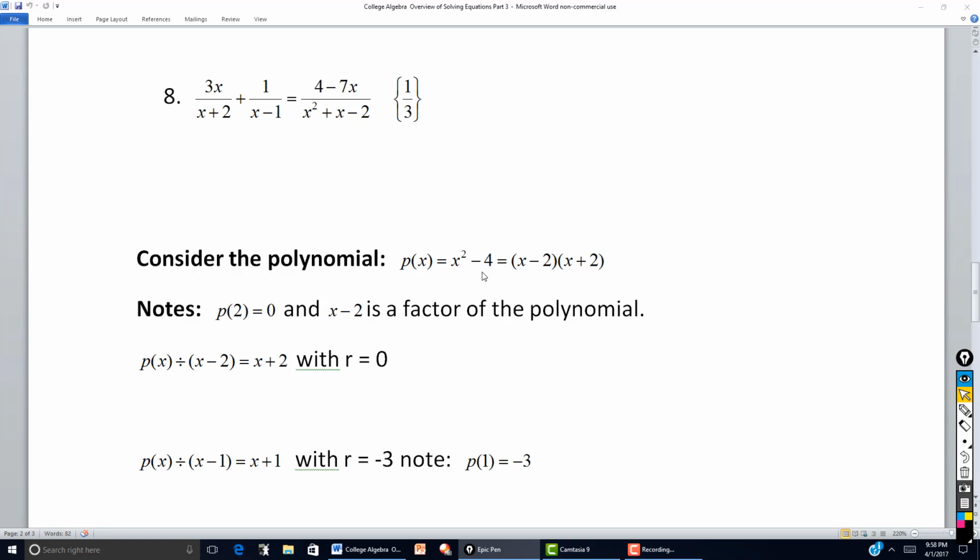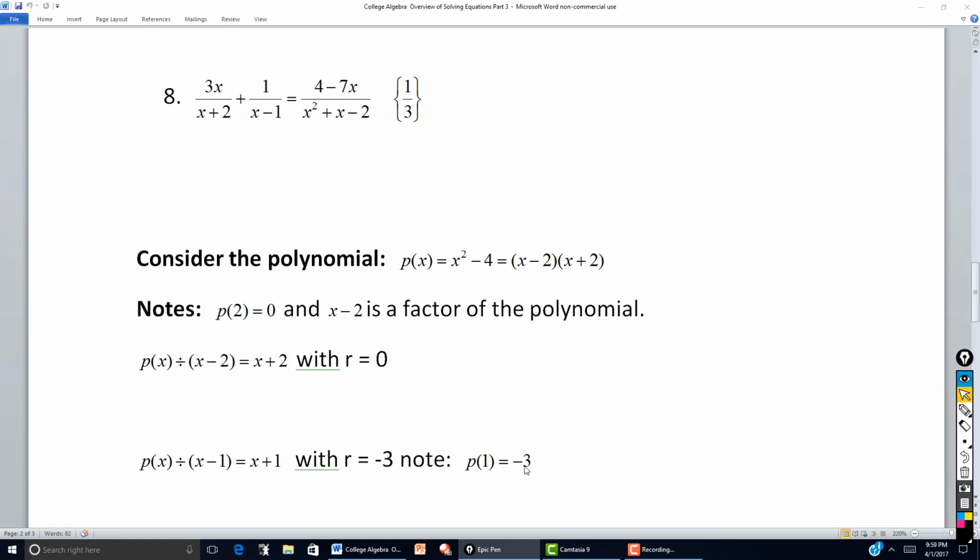that by long division again, using long division, I would get an answer of x plus 1, and the remainder would be negative 3. Okay, the remainder is negative 3. And also note that if I evaluate the polynomial at 1, so now if I put a 1 where the x is, 1 squared is 1, minus 4 is negative 3, I also get a negative 3. Okay?